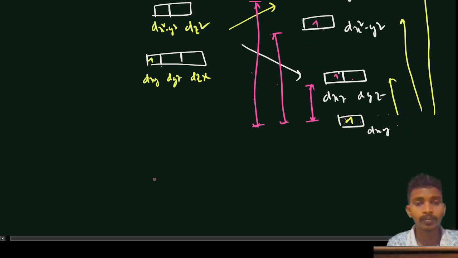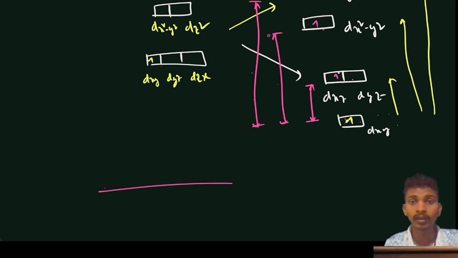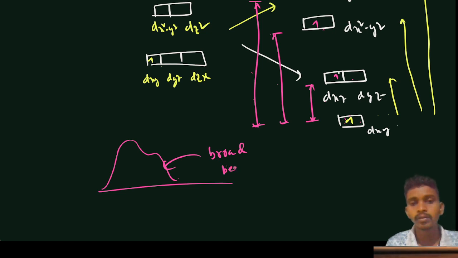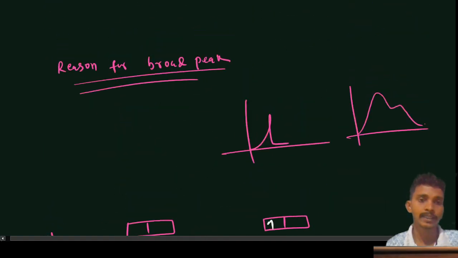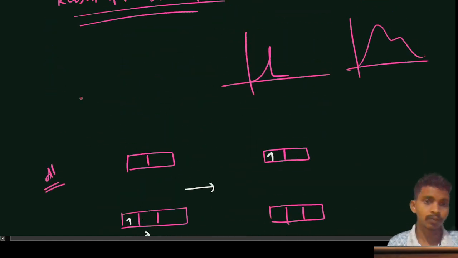So that's why the peak will be observed somehow broader. If there is a high delta knot, then we will see this type of values, and that's why this broad peak will be observed. So this is one reason, and other reasons we can also explain; this is reason 1, we can say.